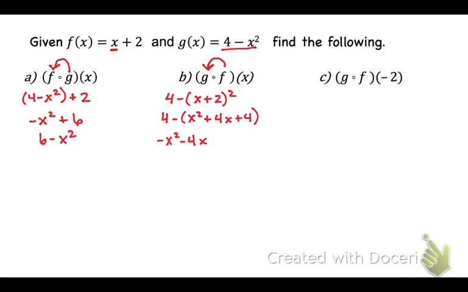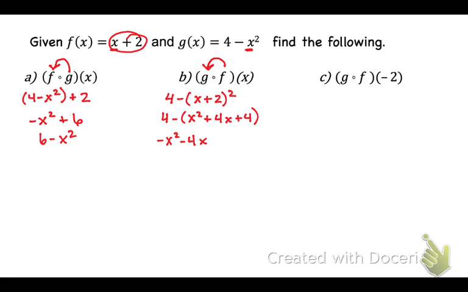Okay, so it says plug F into G, yes? So this whole thing is going to go in for the X. Just the X. You're replacing just the X. So I have 4 minus, and what's our new X? X plus 2. And then we're going to square it. And then you gotta foil it. So you get x squared plus 4x plus 4, and then distribute your negative.